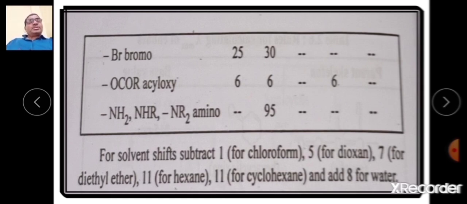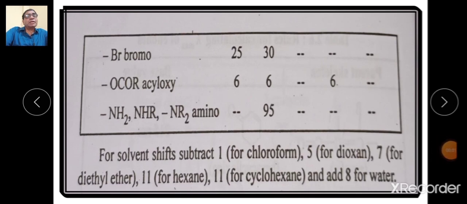Now there are also some solvent shifts. When the solvent is chloroform, subtract 1. When the solvent is dioxane, subtract 5. When the solvent is diethyl ether, subtract 7. And when the solvent is hexane or cyclohexane, subtract 11 from the base value. And when water is used as a solvent, add 8 to the base value.